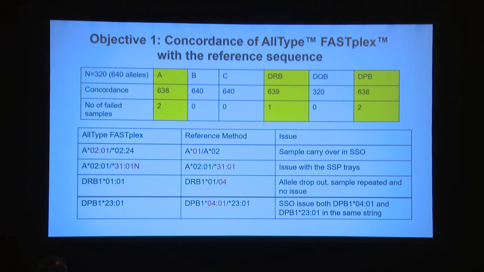With AllType FASTplex, as an example, it was typed as 00201 and 00224. When we compared it to our reference method, it was actually 001 and 002. And then when we looked back into the SSO run, which was done 2 years ago, we found that this was actually a sample carryover in SSO, and we had to make a corrected report after 2 years.